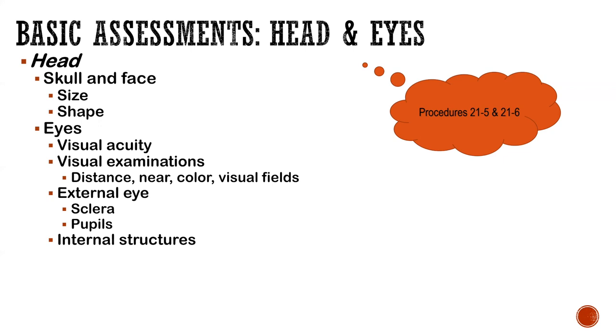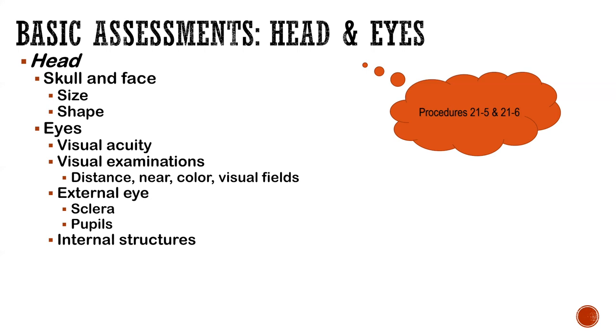As we're looking at the eyes, when examining the eyes, you're going to inspect and palpate the external eye structures. Okay, we're going to assess the vision and we're going to examine the internal structures as well. I want you to remember this acronym. It is called PERRLA, P-E-R-R-L-A. Write that down. You're going to need to know that, especially when we do our skills this week in lab.